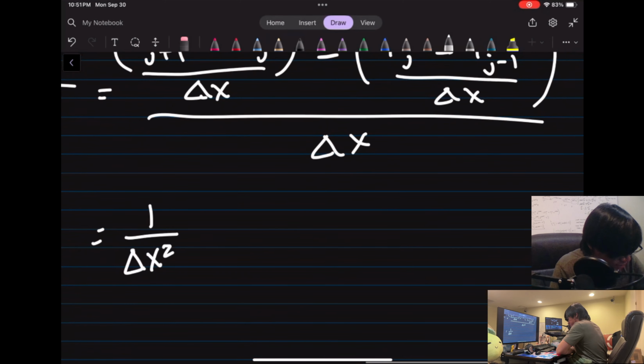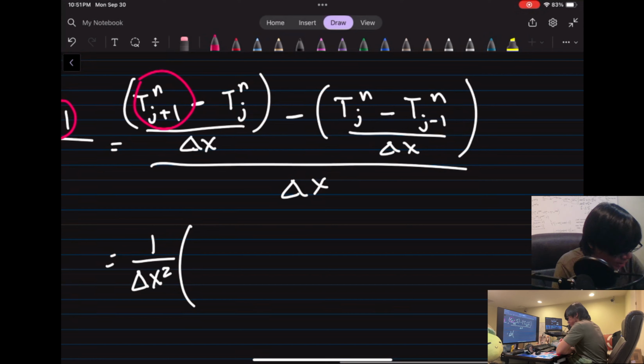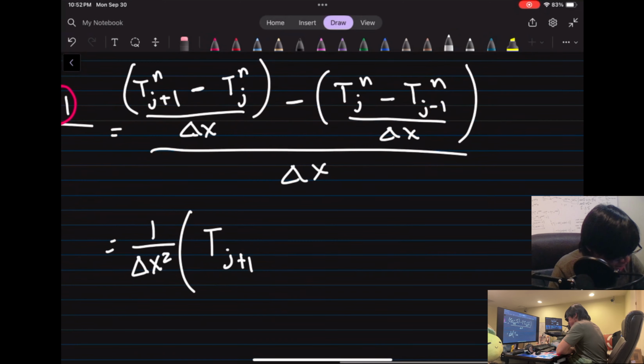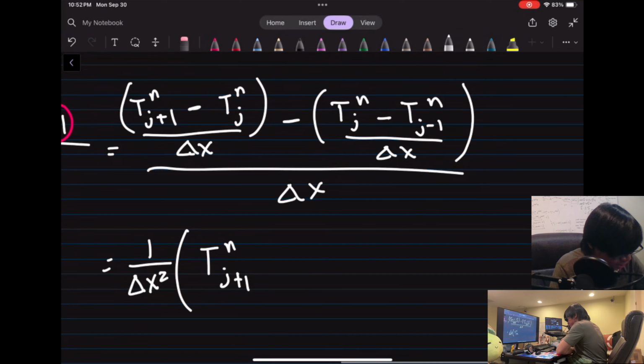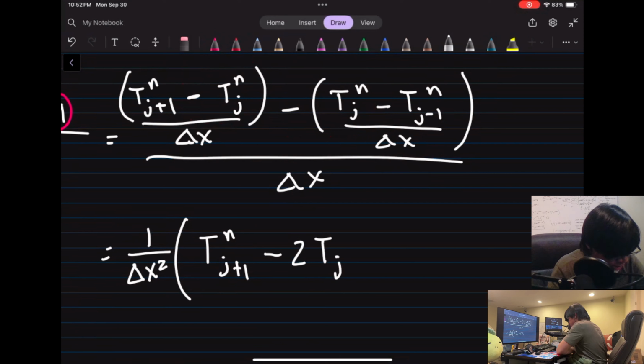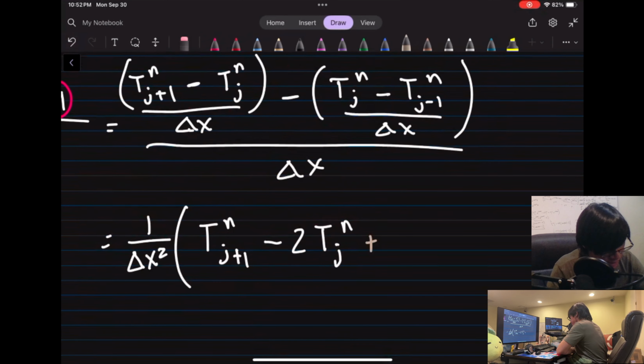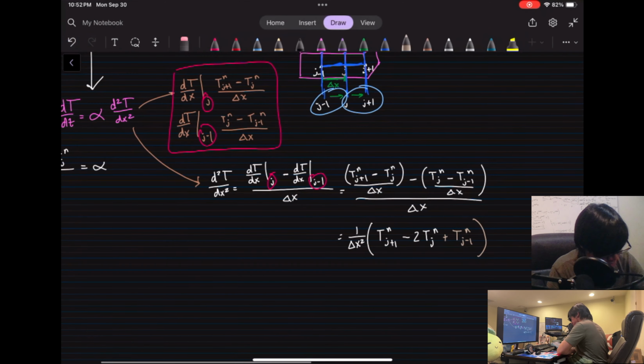We'll go ahead and square that, factor that out. And then combining terms here, what do we have? t_j^(n+1), so bring that out. I'm sorry, t^n_(j+1). And then recall that we have two of these identical terms, so we'll just simply subtract 2. So minus 2 t_j^n, and then note that this is a plus from the two negatives. So that is plus t_(j-1)^n. So that's our second derivative.